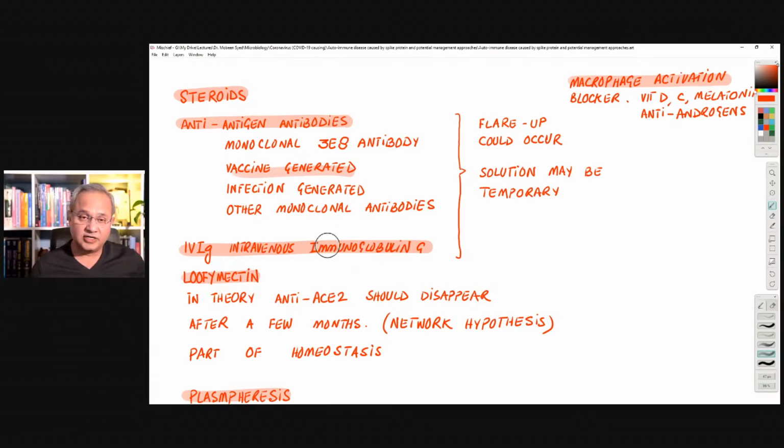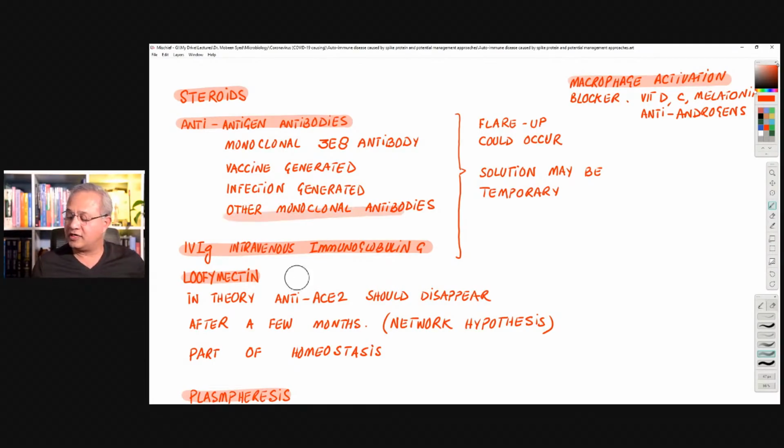Then vaccine generated antibodies, as I discussed. Then infection generated antibodies. Again, I would not recommend infection to anyone, but it is true that people who develop infection sometimes say, I feel better. Long haulers who develop infection say, hey, I'm actually feeling better.